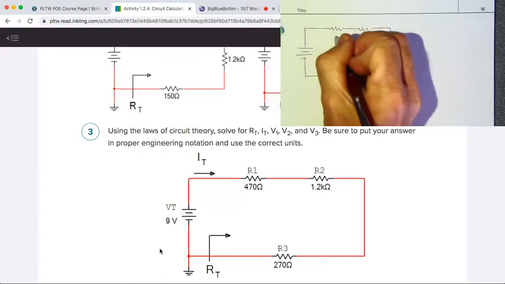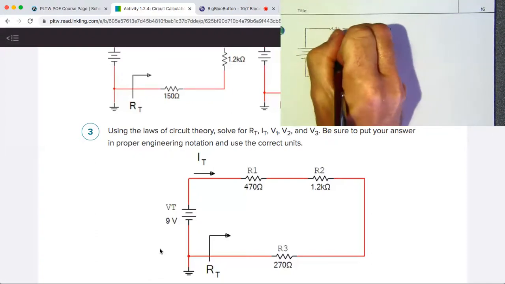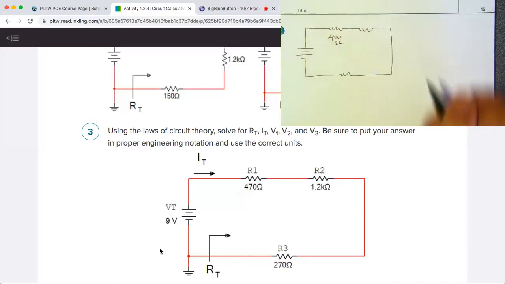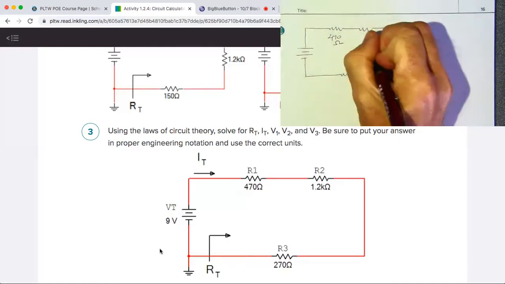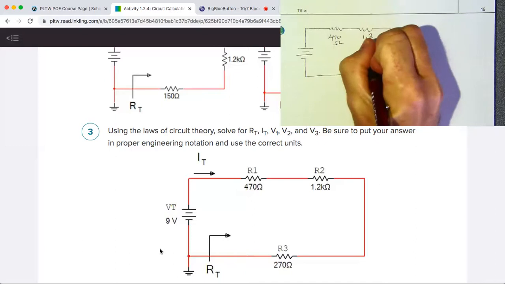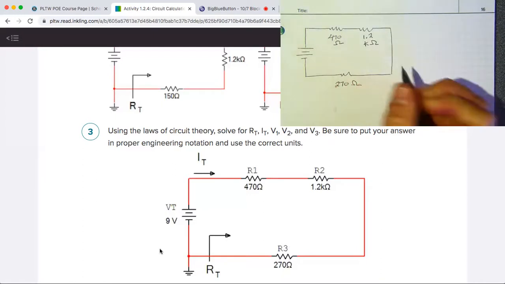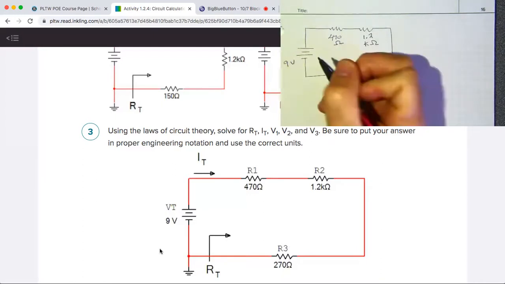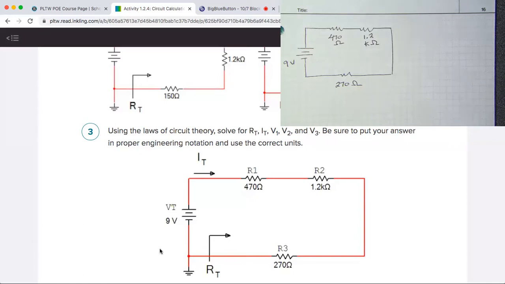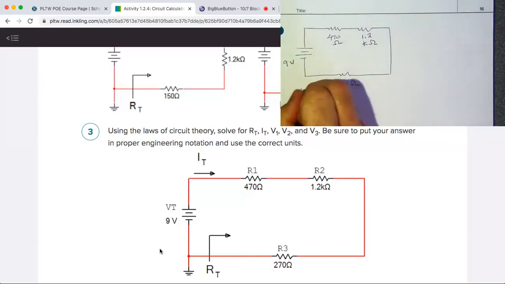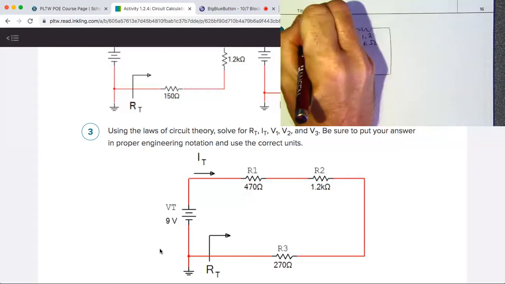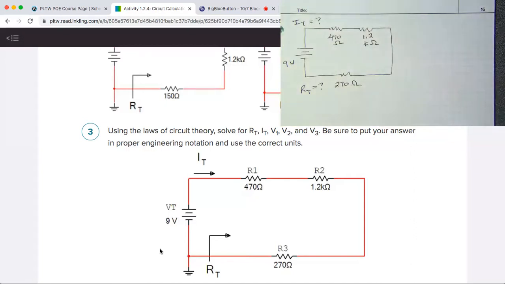And so this is 470 ohms, and then the next one is 1.2 kilo ohms for that resistance, and then 270 ohms for that resistance, and then of course there's 9 volts on the battery, very typical 9-volt battery. They are asking us to find R sub t, which is the resistance, and they're asking us to find I sub t, which is the current. And so that's the complete circuit.